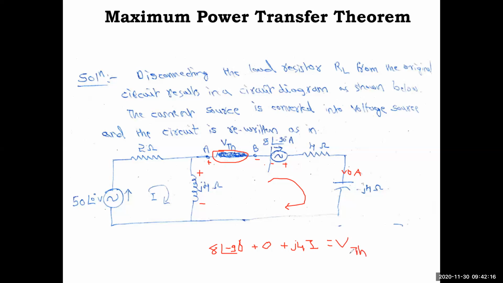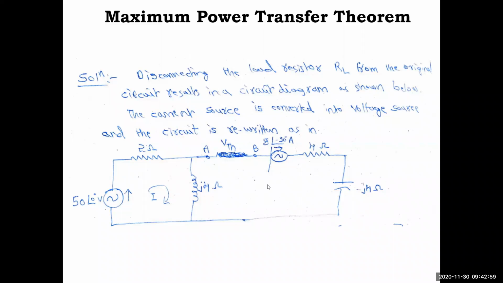Now VTH is nothing but J4I, that is the voltage in this circuit, and this voltage. You do this calculation and you'll get the VTH. But here I is unknown, so for that you have to apply the KVL to this loop first. What you have in this loop is very simple: a voltage source, and 2 ohm and J4 ohm in series. So straight away you can consider this. Current I is equal to 50 at an angle 0 degree, nothing but 50 plus 0J, and this is 2 plus J4. So use the calculator and you will get the current.